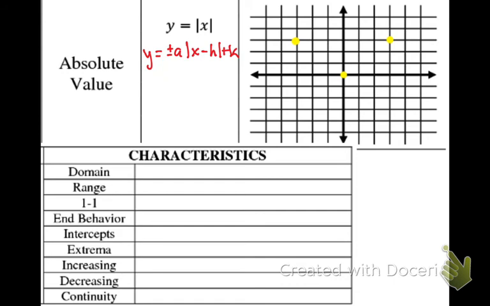So if I plugged in 4, I would get 4. Actually, let's plug in 5. If I plug in 5, I get 5. If I plug in negative 5, I would get 5. So what's this thing look like? Doesn't it look like a V? It does look like a V. So it's going to go like that.